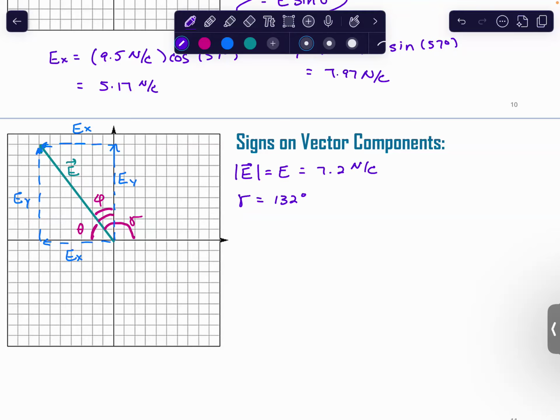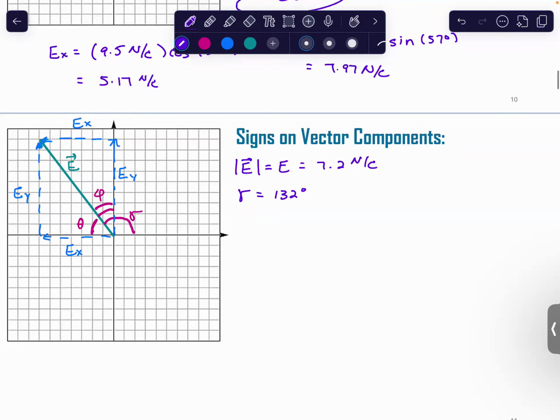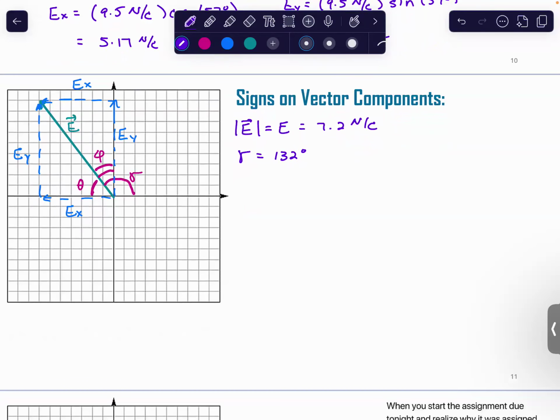So let's figure out these components using all 3 angles. First off, we have gamma, the angle counterclockwise from the positive x-axis. If we have that, we can just use the standardized component equations. Well, let's make sure we understand. Going to calculate from gamma. Now let's see. So it's going to be E cosine of gamma.